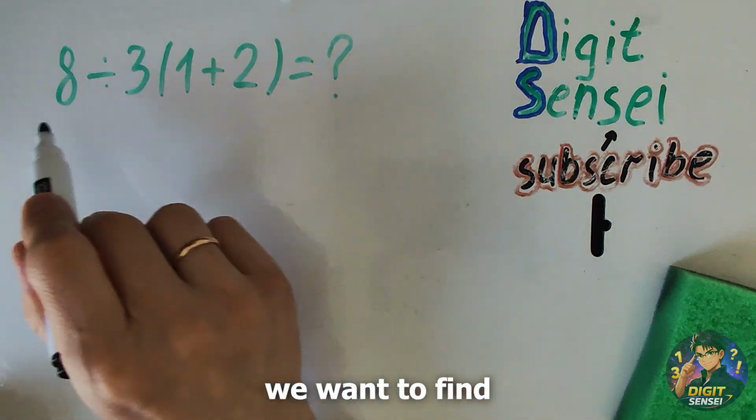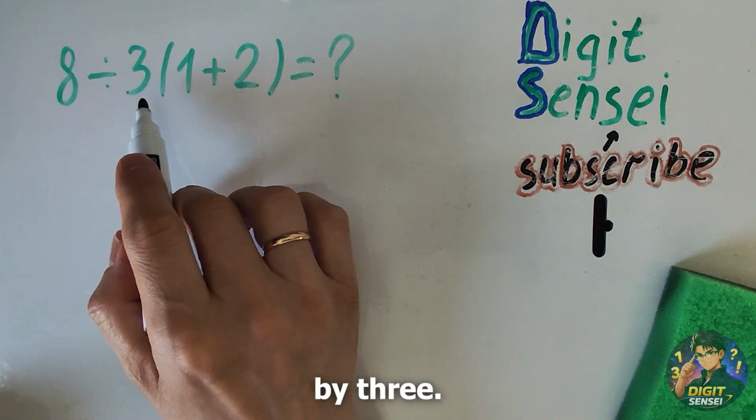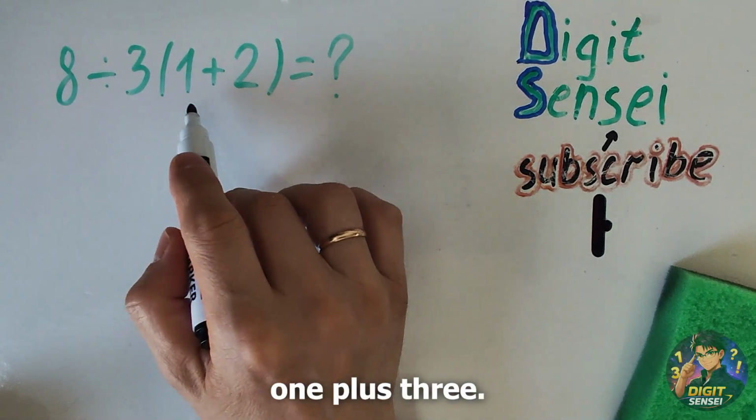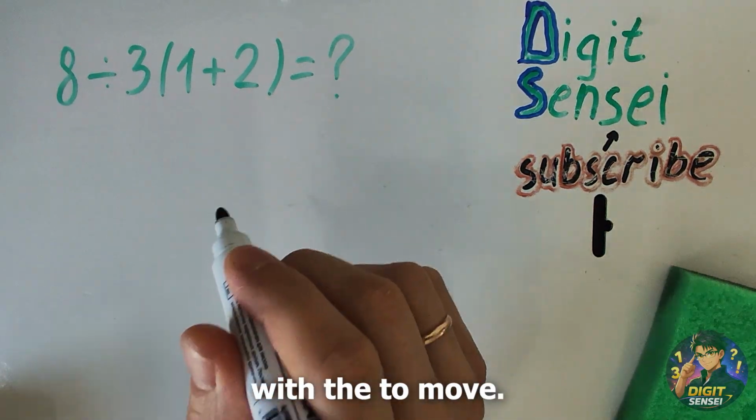In this video we want to find the value of this expression: 8 divided by 3 then times 1 plus 2. Are you ready to solve? Let's go down and get started.